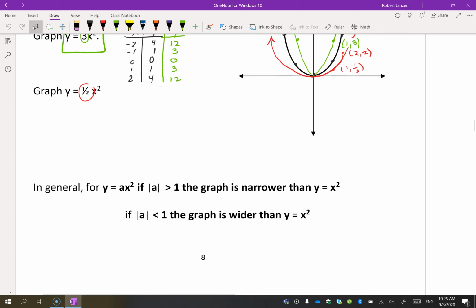So, in general, what does the value of a do? Well, it looks like if a is bigger than 1, it makes it narrower, and if it's less than 1, it makes it wider. When you get to grade 12, we're actually going to call this a vertical stretch, and we're going to call this one a vertical compression.